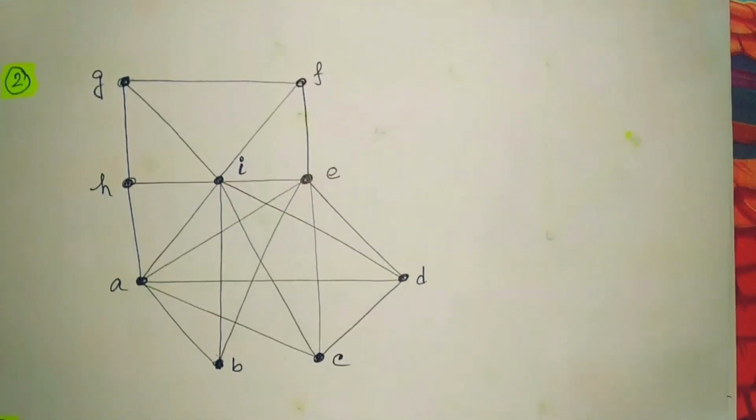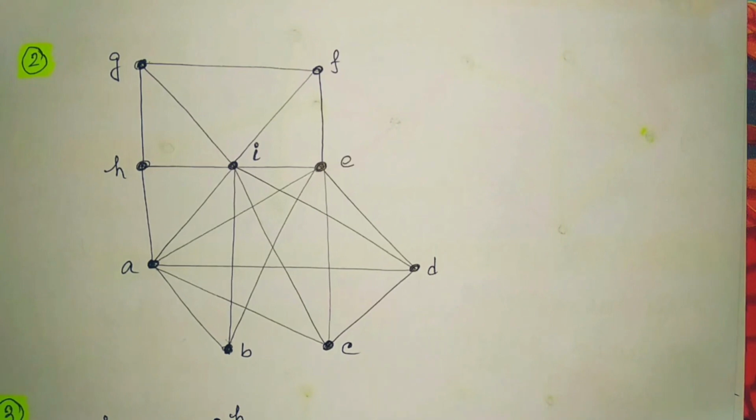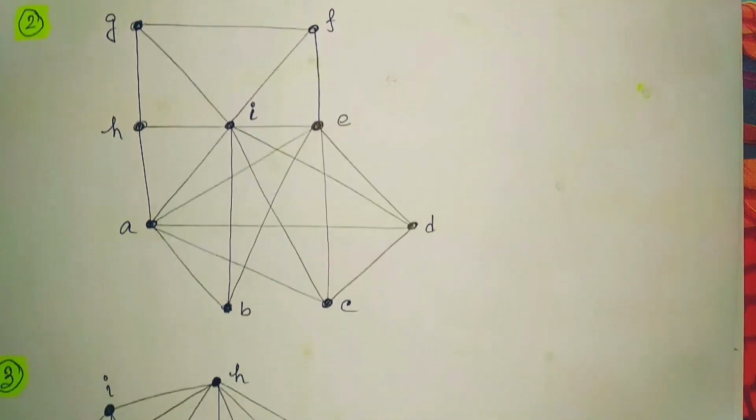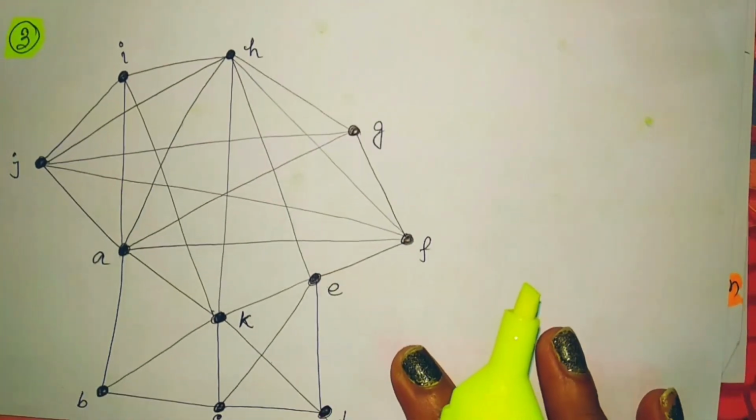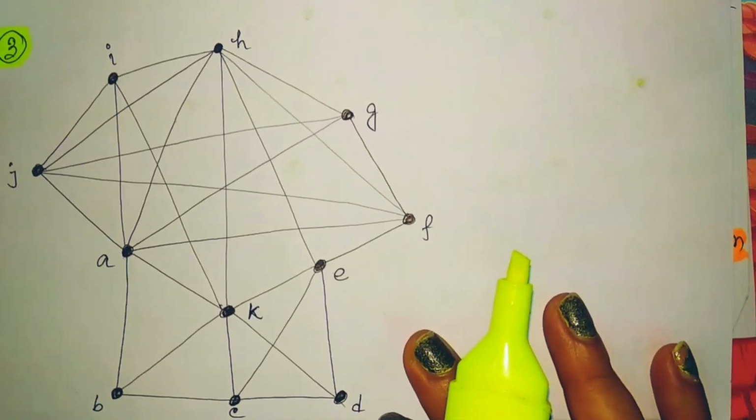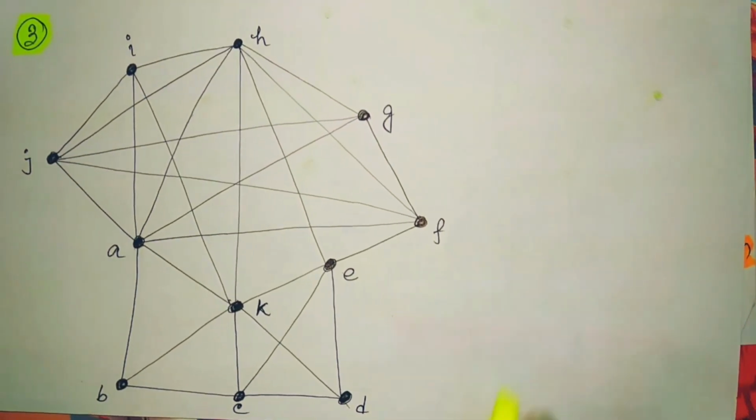Now this is your second graph. For this one also you are supposed to find them. And one more graph, that is this one. For this one also you should find the maximal cliques, the maximum clique, and the clique numbers too.